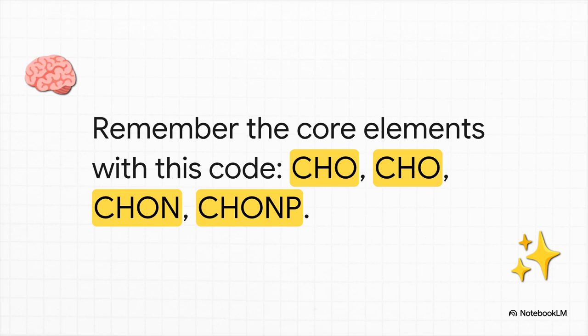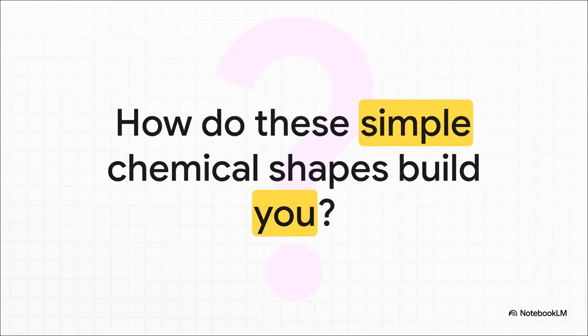Let's break it down. For carbohydrates and lipids, just think CHO. That's carbon, hydrogen, and oxygen. For proteins, you just add nitrogen, so you get CHON. And for our nucleic acids, you add phosphorus at the end, giving you CHONP. See? CHO, CHO, CHON, CHONP. Super simple.